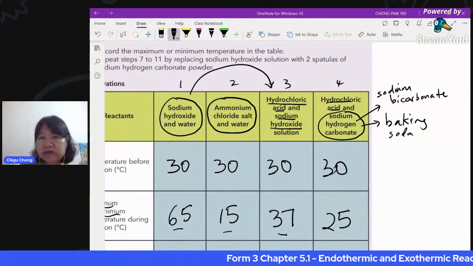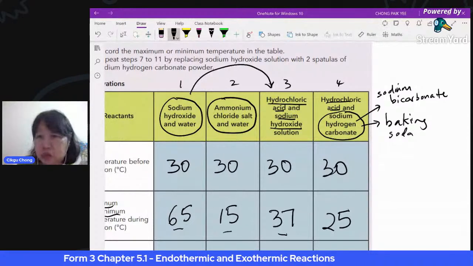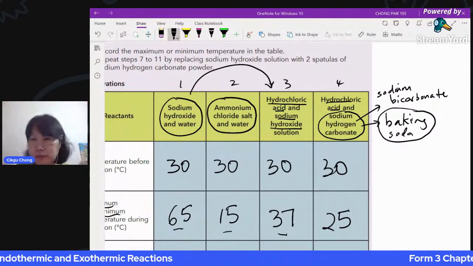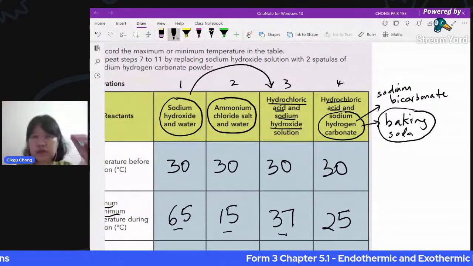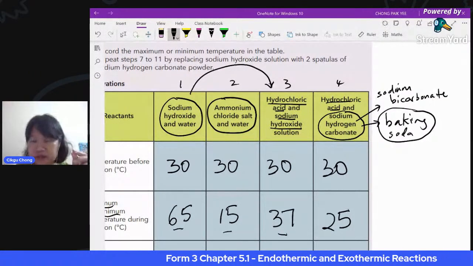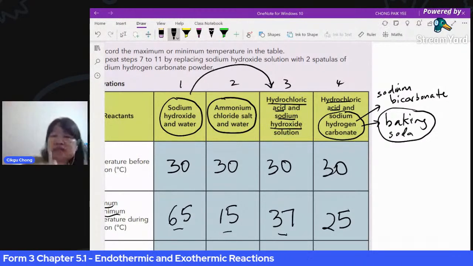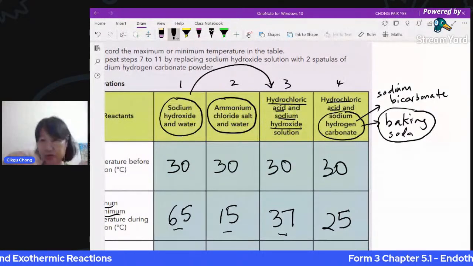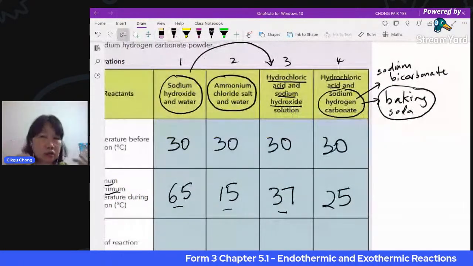Sodium hydrogen carbonate is the same as sodium bicarbonate. It's actually baking soda, which you can buy from the grocery shop or the supermarket. So you take the temperature of the acid first, leave it for 2 minutes, take your initial temperature, then mix in 1 or 2 tablespoons of baking soda, mix it around, and record your highest or lowest temperature.